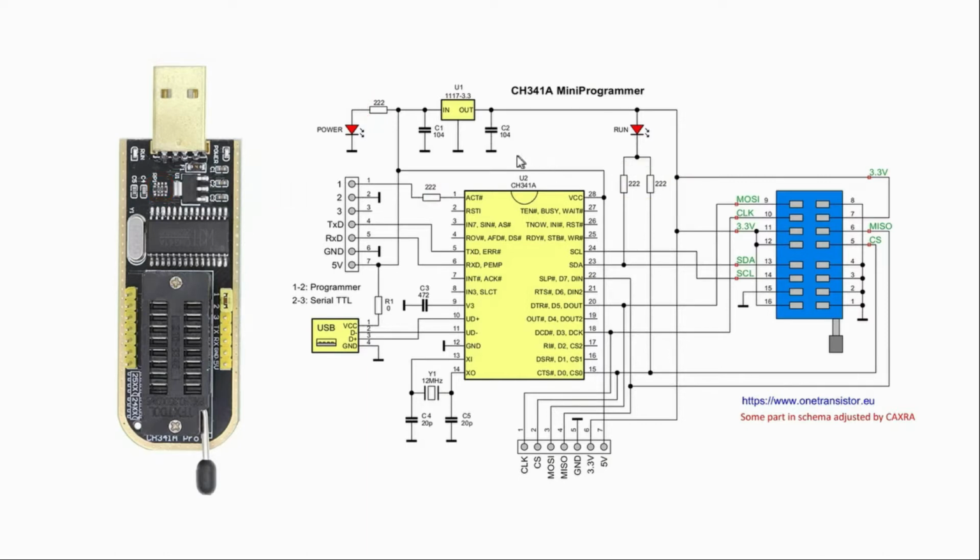IC CH341A requires a 5 volt power supply. The power supply source comes from the USB port. To supply the IC that we want to program, the 5 volt power supply from the USB port goes through a voltage reducing IC, namely IC U1, which is the LM1117 3.3 volt. The voltage out of the IC is 3.3 volt. This voltage is adjusted to the needs of the IC to be programmed. The average will only need a power supply of 3.3 volt.